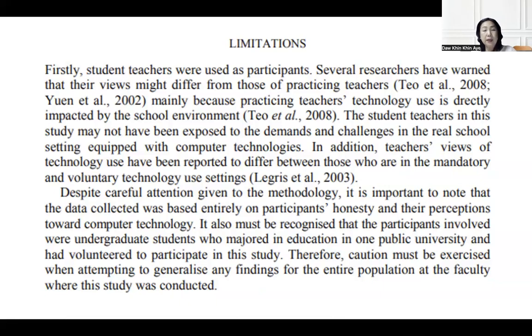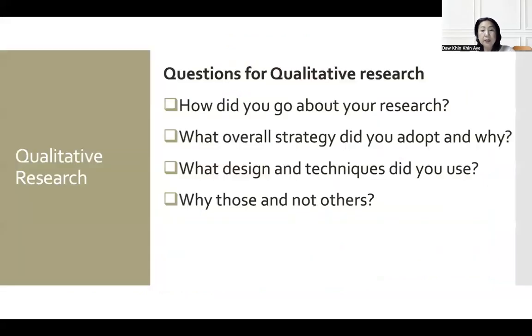Now, limitations. You can see very clearly that we also need to include the limitations: what our research can cover and what our research did not cover. So in this case, you can see how the researcher indicated, justified or discussed the limitation of that study.